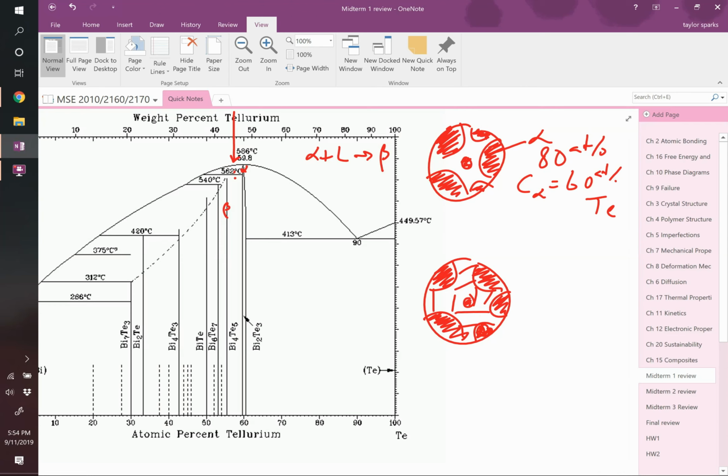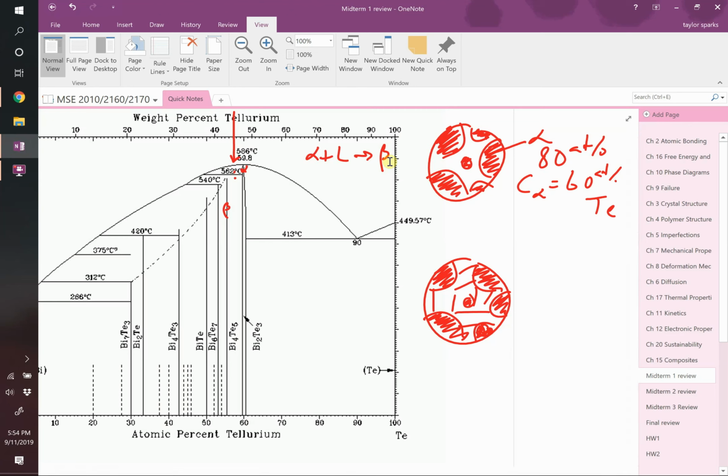So, in between, is the entire thing lamellar? In between, everything that used to be liquid is going to undergo this reaction. Some of the alpha and that liquid are going to turn into beta. So technically, these islands should actually shrink a little bit. They probably would shrink a little bit.